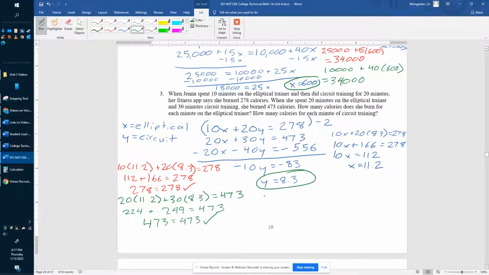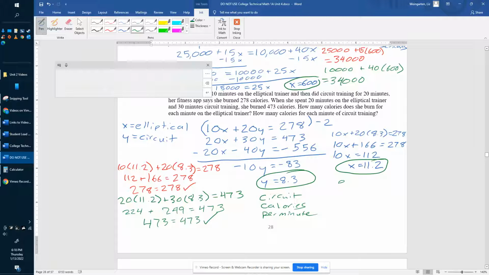So Y, our circuit, calories per minute. And X is our elliptical calories per minute.